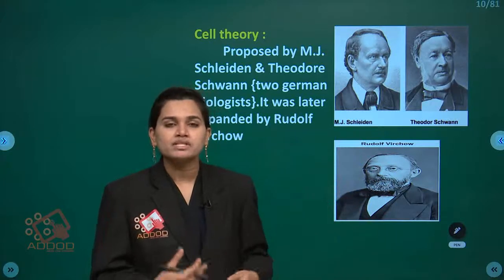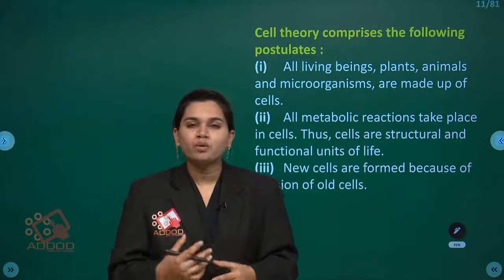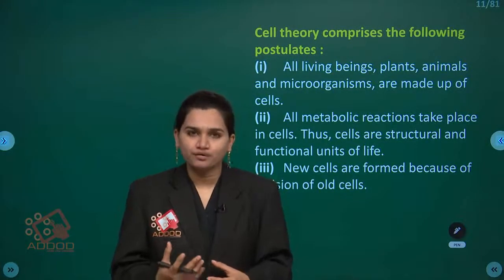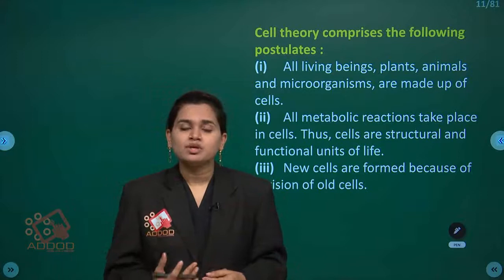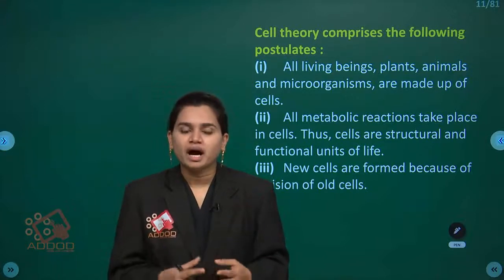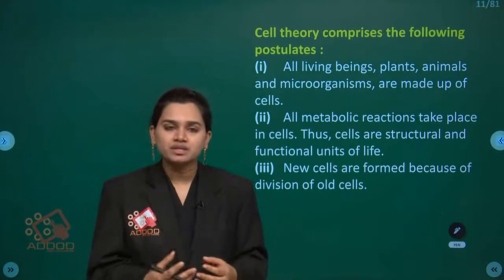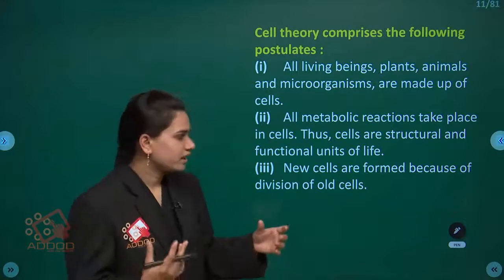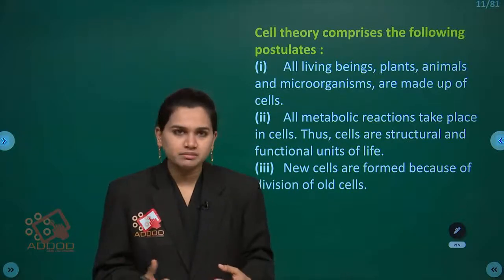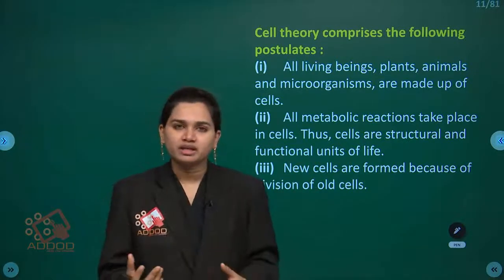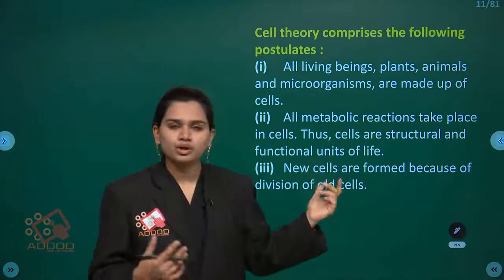That cell theory was later modified by a scientist called Rudolf Virchow. The modified cell theory states that all living beings, either plants, animals or microorganisms, are made up of cells. Then, the cell is the structural and functional unit of life. As I have said previously, structural because it makes up the whole organism, and functional because all the metabolic reactions take place inside the cell. Hence it is said to be the structural and functional unit of life.